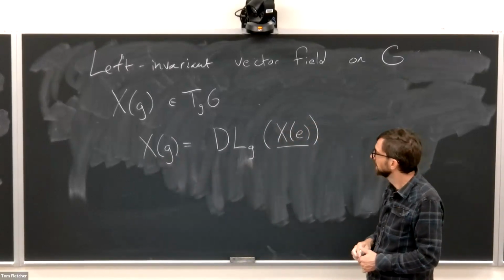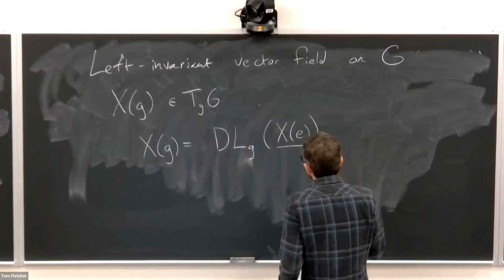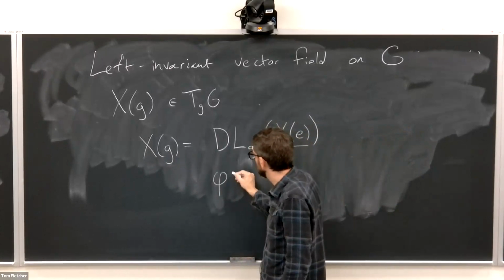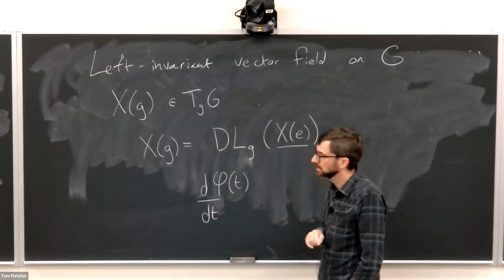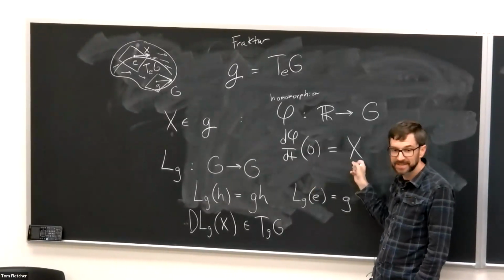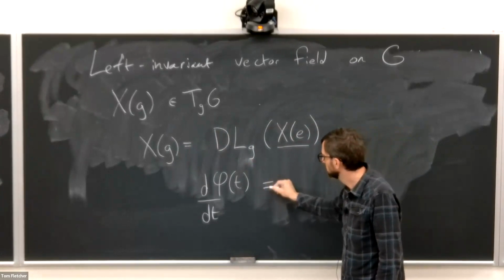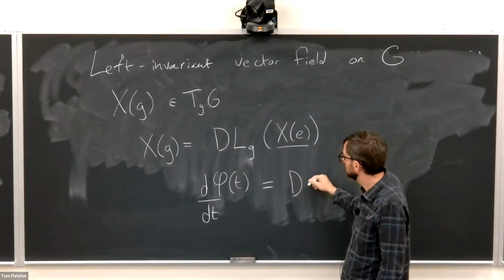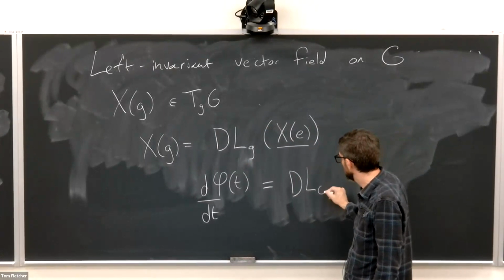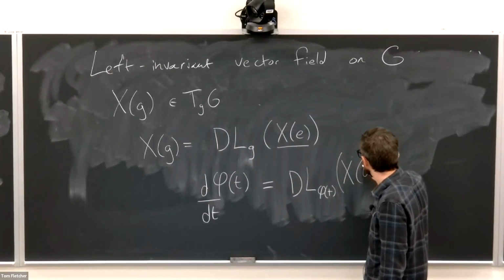Okay, and now the one parameter subgroups that we wanted here, the phi, is just going to satisfy the following differential equation: d phi dt at any t. If I wanted to specify it at time 0 to have this velocity, the following differential equation. This is left multiplication by g, the derivative of left multiplication applied to X at the identity.